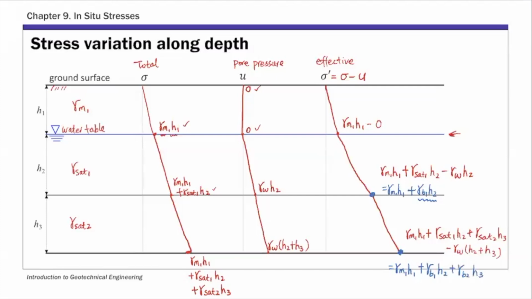So this is another way to calculate effective stress. Again, for a saturated soil layer, you can use the buoyant unit weight. That's the difference between saturated unit weight and unit weight of water.